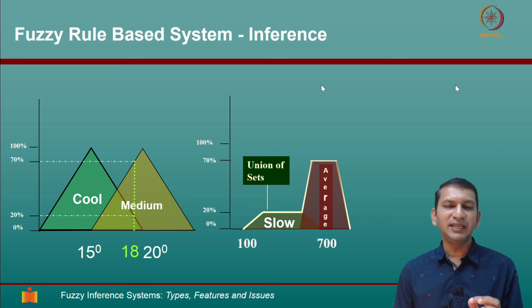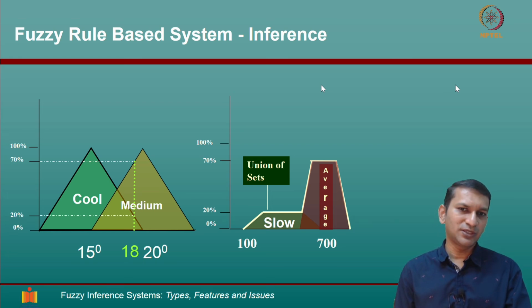From this, we need a value. How do we do this? This is where the defuzzifier comes into picture. Now this is a fuzzy set. We want to go from a fuzzy set to a value, typically within the support of this fuzzy set. So we apply a defuzzification or defuzzifier.